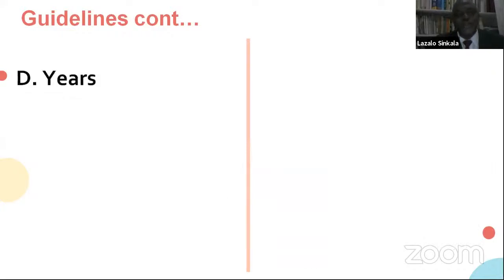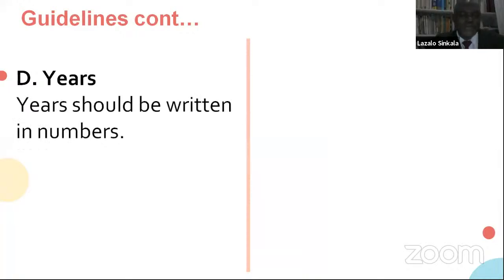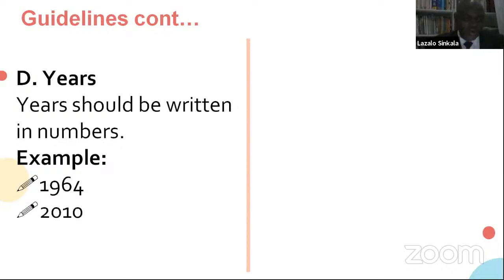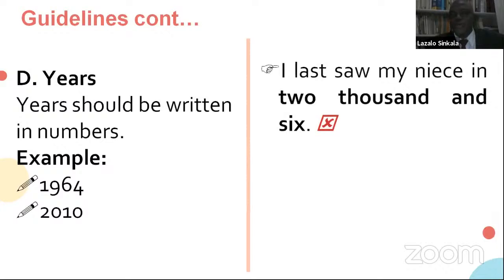Years should be written in numbers. For example, 1964. So 2010. So you cannot say, I last saw my niece in two thousand and six. And these are the common errors that we find in composition marking, where instead of writing 2006, somebody writes 2006 in words.